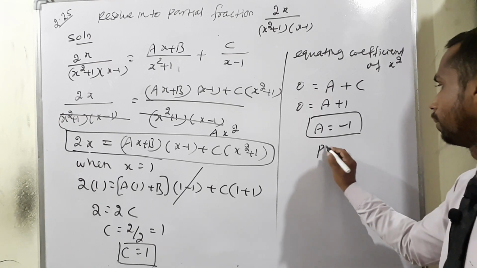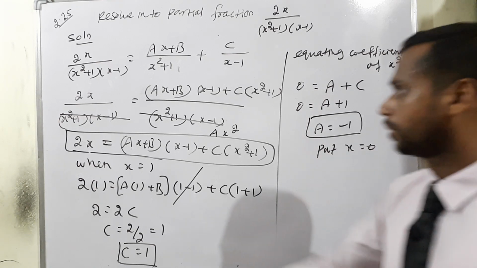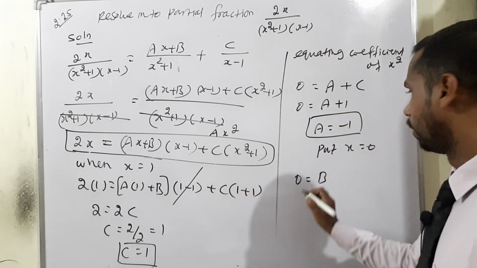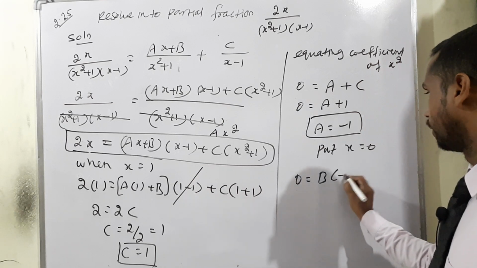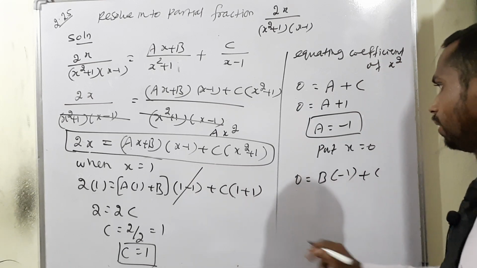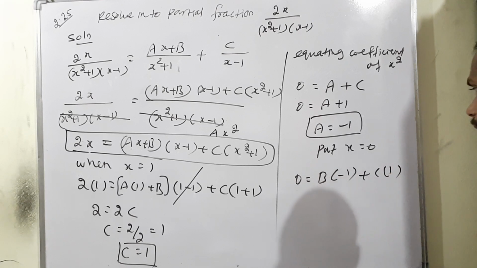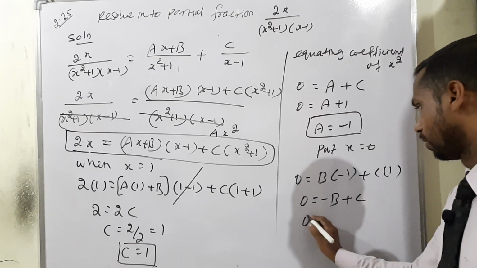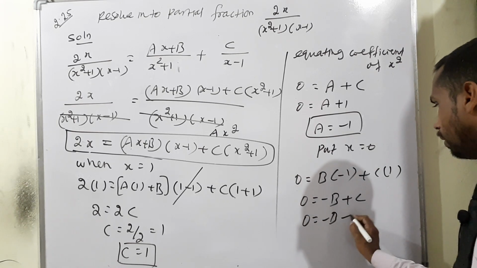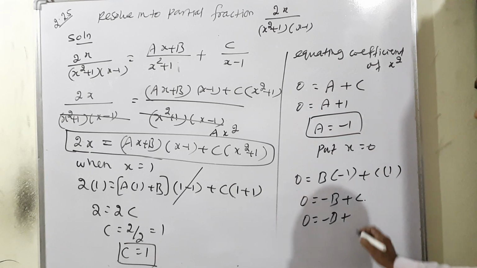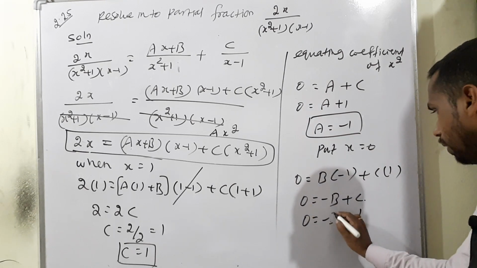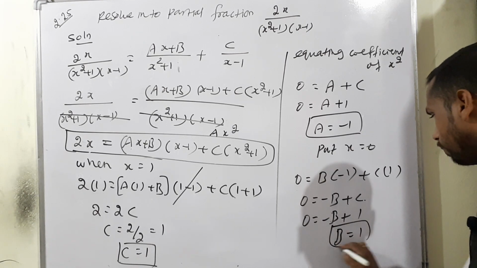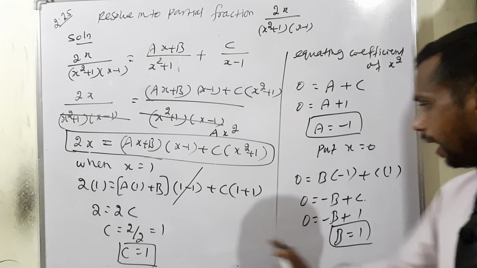is equal to 0. What is the meaning? Put x is equal to 0. Then 0 is equal to a into 0, which is 0, and only b will come. In the next case also 0 minus 1, so minus b plus c into 0 plus 1, only 1. Therefore 0 is equal to minus b plus c. The value of c we already found, c is equal to 1. Therefore minus b, bringing to the opposite side, means positive b is equal to 1. So we found a, b and c.